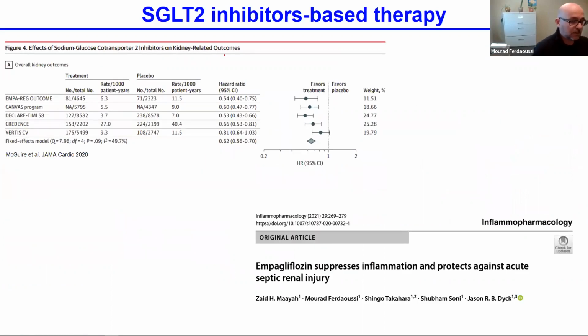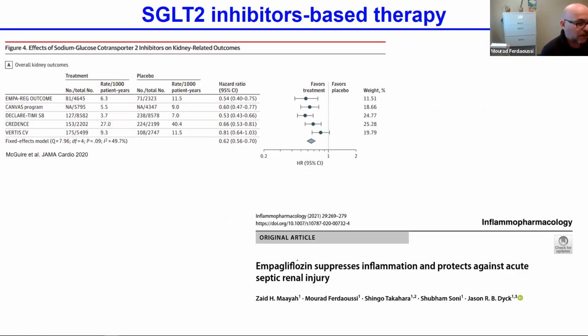Actually, renal function is also improved with the SGLT2 inhibitor in different clinical trials. And one of our studies showed that this inhibitor, the SGLT2 inhibitor empagliflozin, reduces the inflammation and the renal injury in a septic shock model. So again, we can understand a lot from our physiology to target different mechanisms to treat type 2 diabetes.